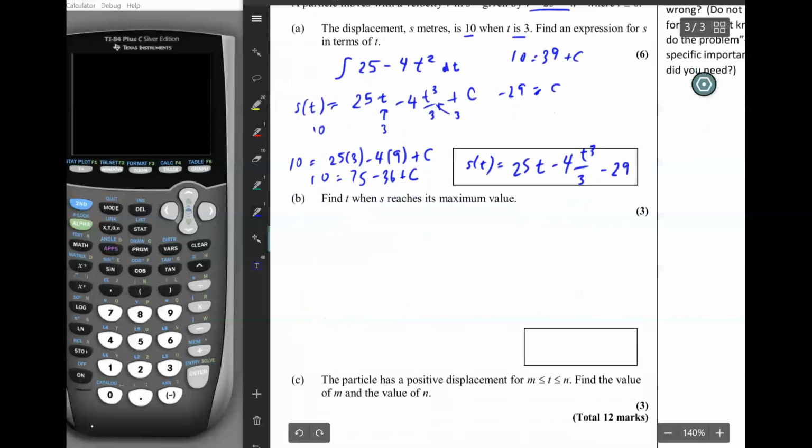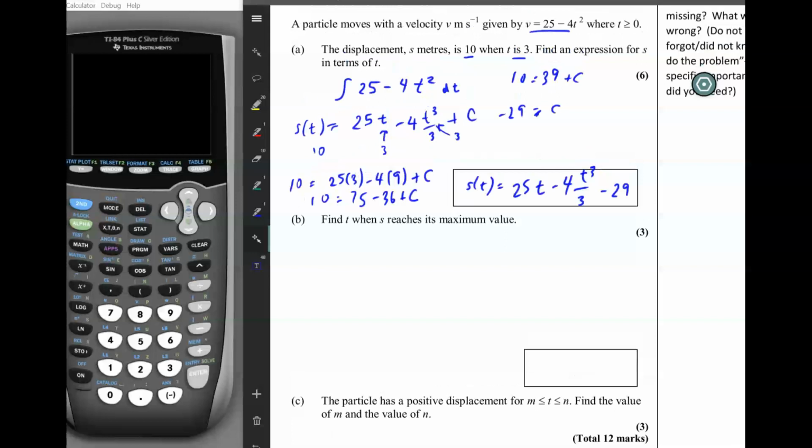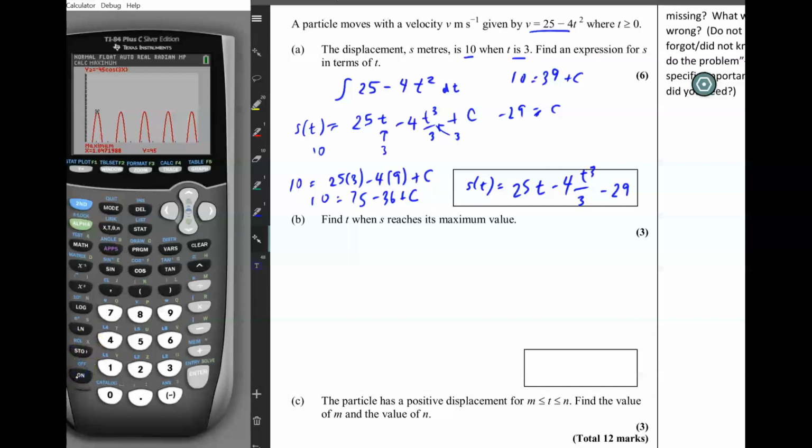Part B. Find t when s reaches its maximum value. You could do this without the calculator, but since this is a calculator problem, let me show you how to do it with the calculator first, and then we'll talk about how you could do this without the calculator.